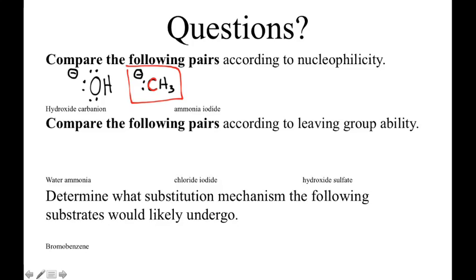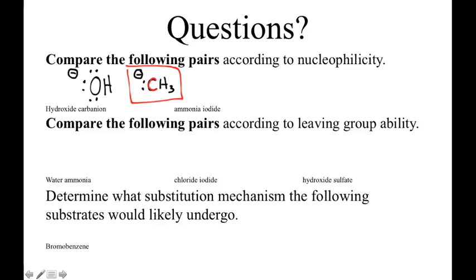Now that we've established that carbon is our better nucleophile, because it has the donatable electrons, because it has the negative charge, and because it's lower in electronegativity, which mechanism would I predict the carbanion to react in? Would I expect it to follow an SN1 reaction or an SN2?